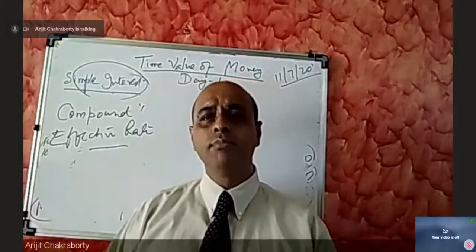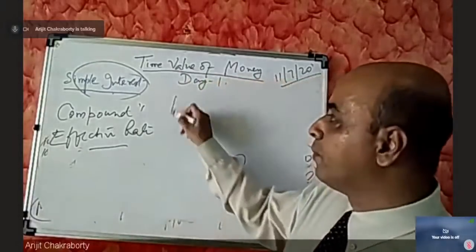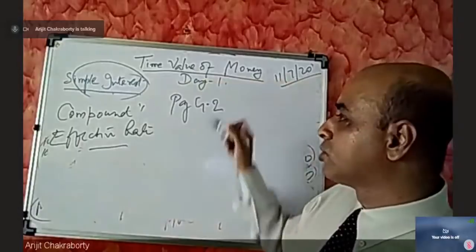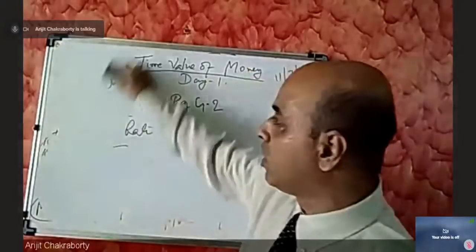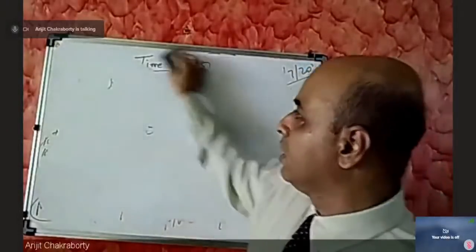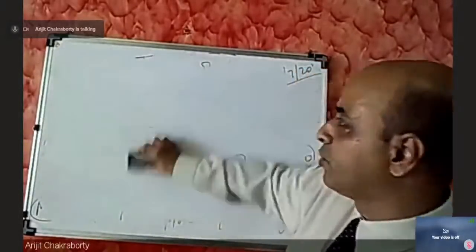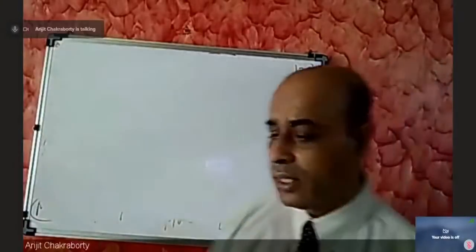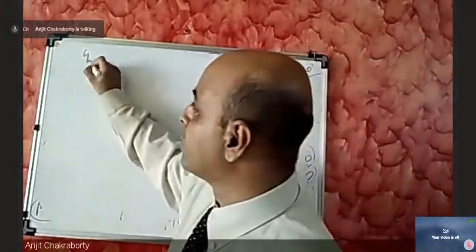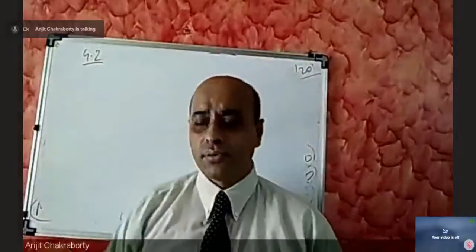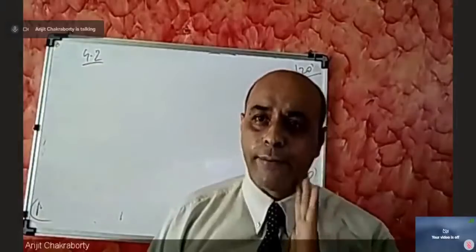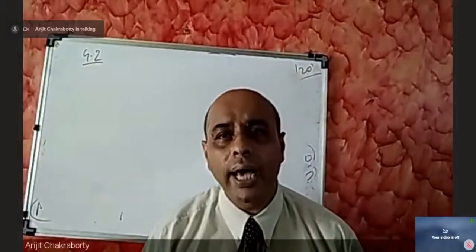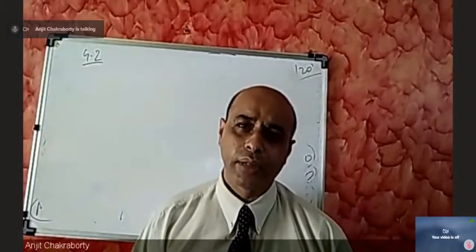First we come to page 4.2 of the study material. I request you to open page 4.2 of your CA study material. We start with this 4.2. The first point is what is interest and what is time value of money. Now the chapter is time value of money.